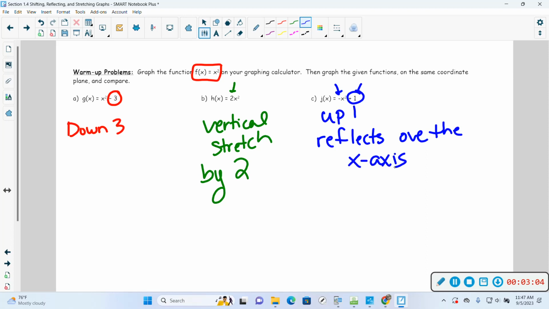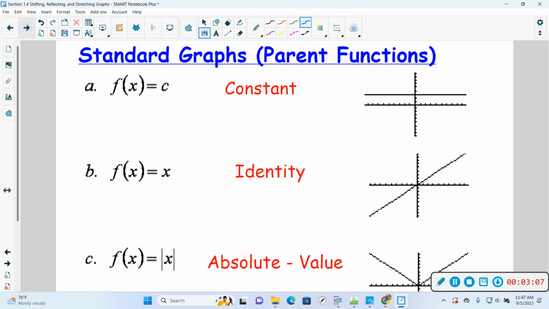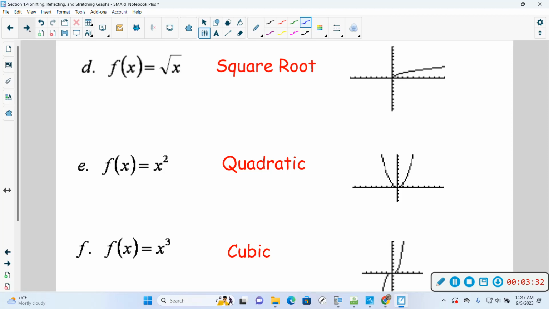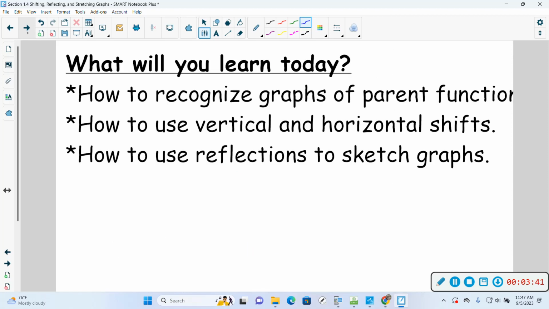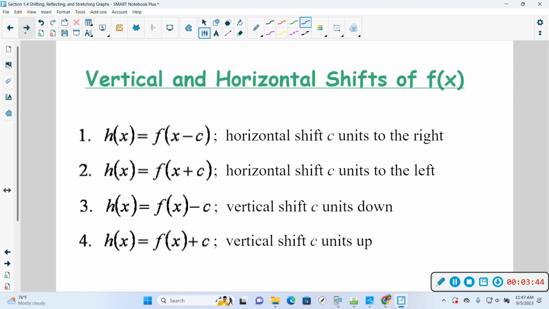So that's a little refresh of some of the different shifting we're going to be seeing today. This is all on the last page of your notes. If you flip in your packet one more page, you will see all of these parent functions. Commonly we're going to use our constant function, our horizontal line, and our identity function, which is really y equals x, so the ordered pairs are the same: 5, 5; 7, 7; negative 1, negative 1. We've seen absolute value, our V shape. Square root is kind of half of a sideways parabola. We just talked about the parabola, and of course the cubic down at the bottom. Flip one more page in your note packet and you will see all of those lovely graphs.